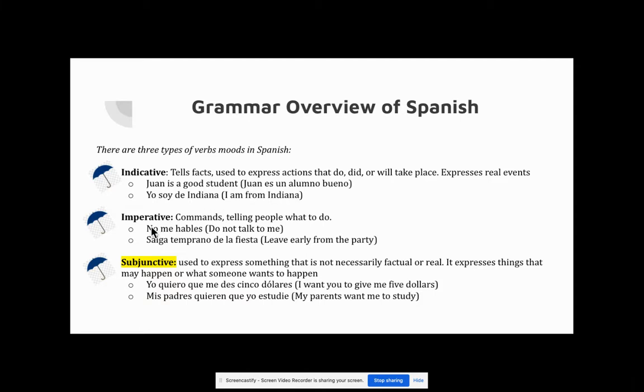The imperative is a little bit shorter. Okay, and that's the second one here. We did commands telling people what to do, and we did that in Spanish 3. So don't talk to me. Leave the party early. Put your phone down. Come to dinner. Text me back. Those are all commands. Now, Spanish 3 and 4 heavily sit in what's called the subjunctive mood.